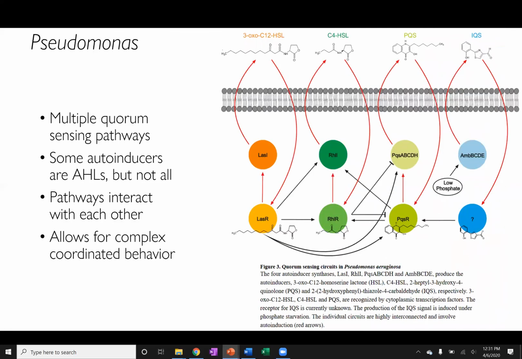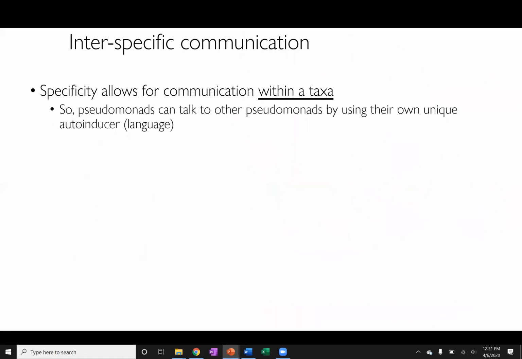And what's interesting about Pseudomonas is that it has multiple quorum sensing pathways, but oftentimes these pathways are interconnected with one another, which allows these organisms to coordinate multiple functions at the same time, whereas very many AHL autoinducers will only promote the function of one thing in particular. So when we're thinking about communication within a given species, they can talk to any given species using their own unique language.